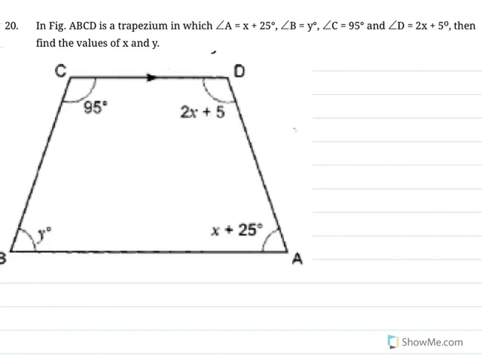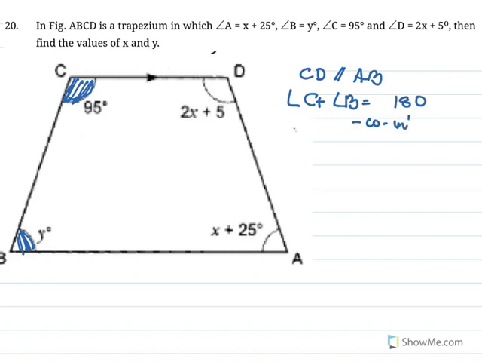Here ABCD is a trapezium. If ABCD is a trapezium, we can say these two angles, when you add up, they will be 180 because they are co-interior angles. So CD parallel to AB and angle C plus angle B equal to 180, co-interior angles. So that is 95 plus Y equals 180. Y equal to 180 minus 95. So Y equals 85 degrees.